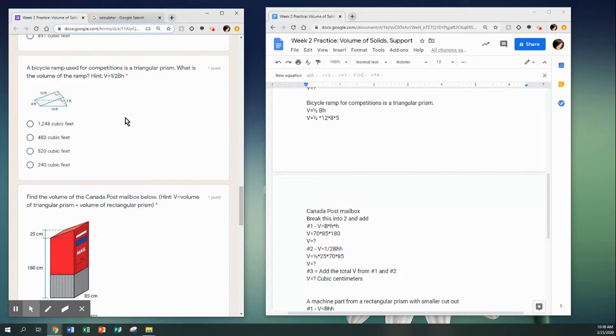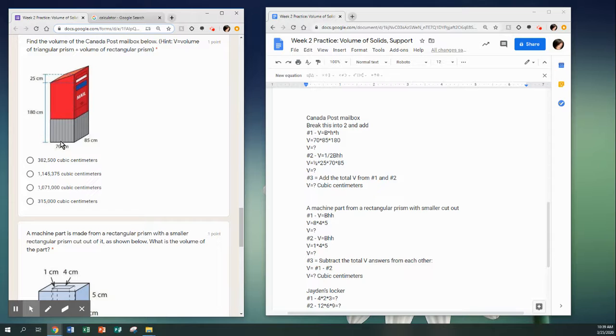Here's the bicycle ramp for competition. So it's a triangular prism. And remember, she gives you the formula, volume equals 1/2 times base times height. So in your calculator, you put 1/2, or 0.5, times 12. That's kind of misleading because they have a 12 and a 13, but you're going to use the 12 in the back, times 8 on the side and times 5 over here on the side. So it's 12 times 8 times 5, as you see over here in my notes. That will give you the correct answer in cubic feet.